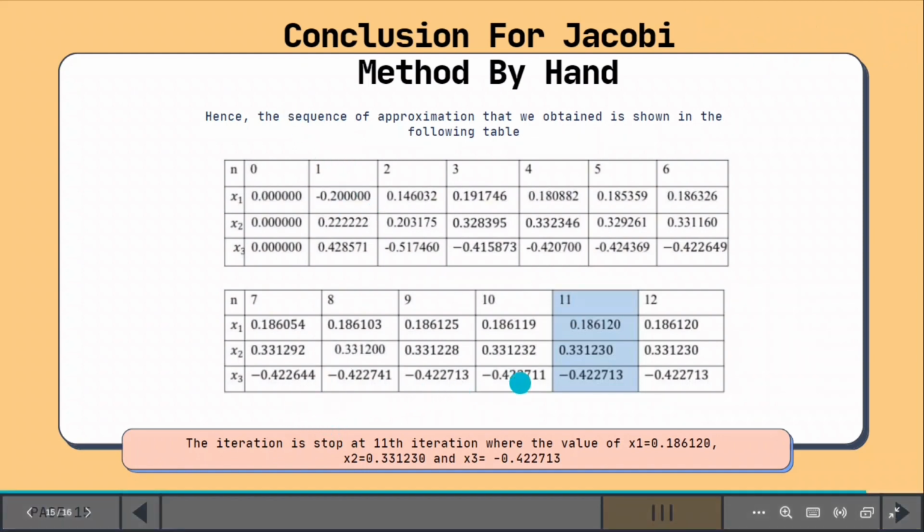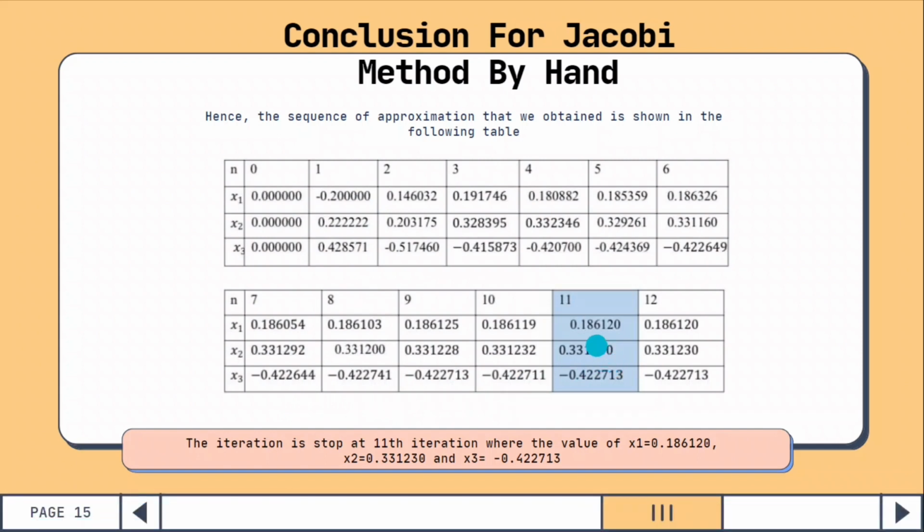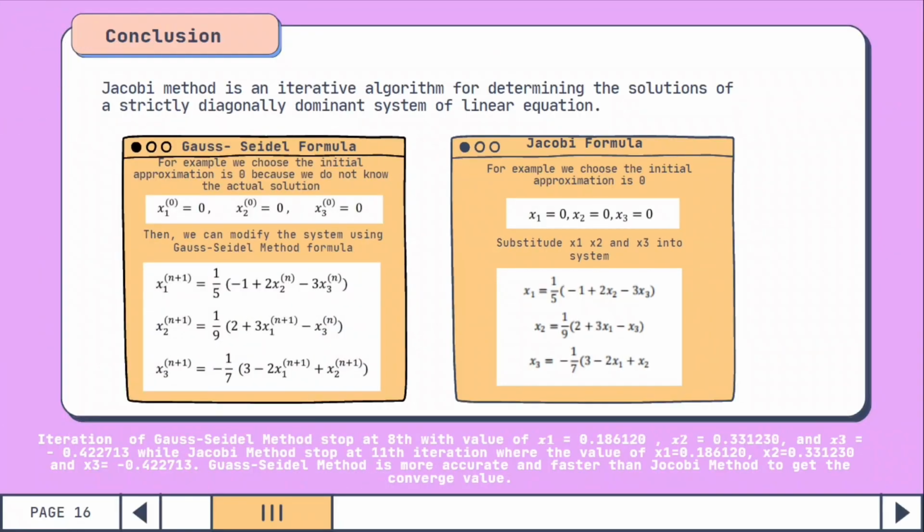The iteration is stopped at the 11th iteration, where x1 is equal to 0.186120, x2 is equal to 0.331230, and x3 is equal to -0.422713. In conclusion, the Jacobi method is an iterative algorithm for determining the solution of a strictly diagonally dominant system of linear equations.